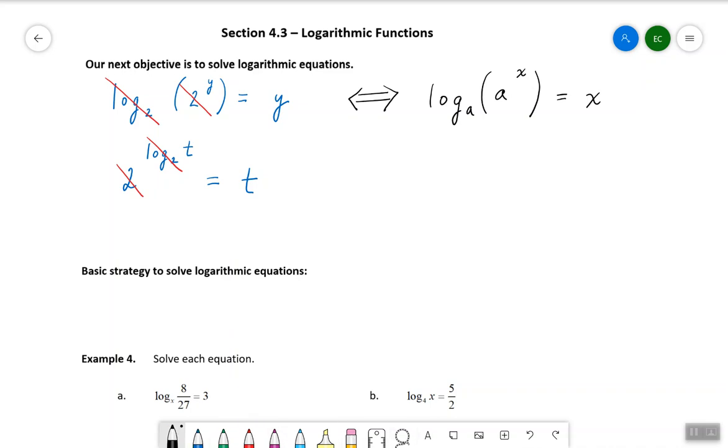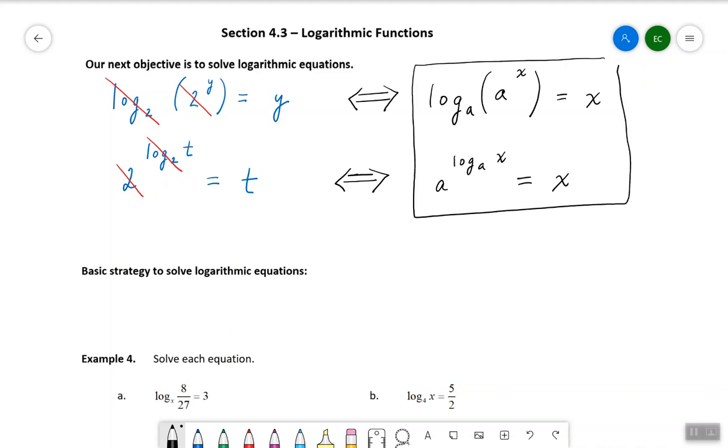And so we can generalize that just a little bit. We can say base a raised to the log base a of x is equal to x. These two statements together have a fancy name. They're called the theorem on inverses. Really all we're saying is that the logarithm is the inverse of the exponential, and the exponential is the inverse of the logarithm.